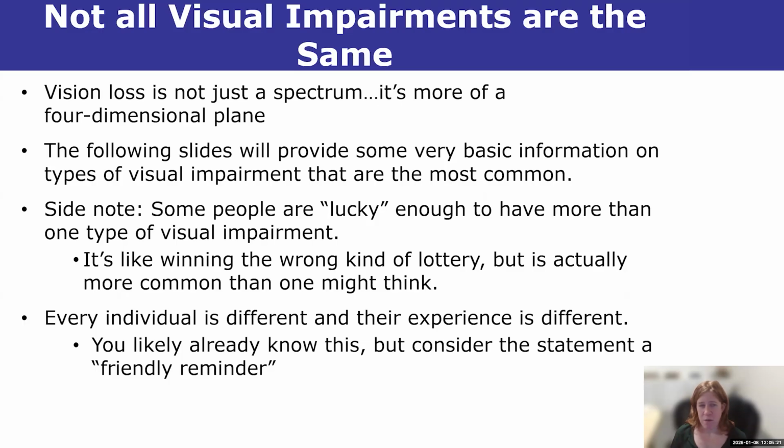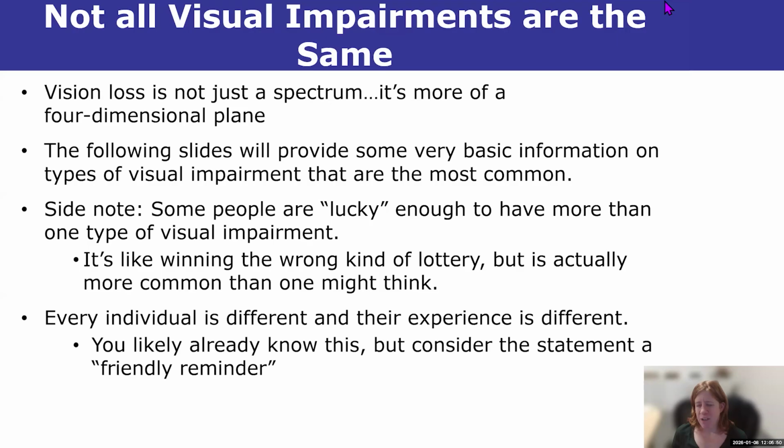So vision loss. Vision loss is a spectrum. It's like autism. Actually, I don't even like to call it a spectrum. What it is, is a giant globe, and you can be anywhere within that sphere. Think of it as a three-dimensional globe. You can be anywhere in there. The following slides are going to provide just some basic information.